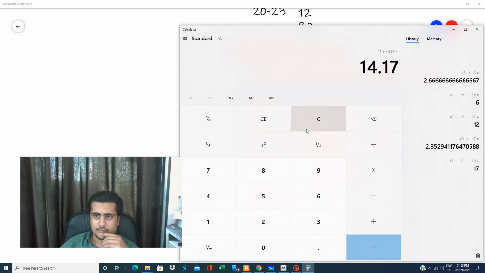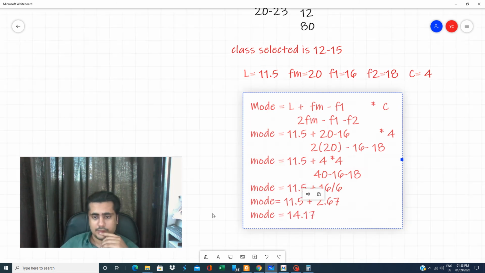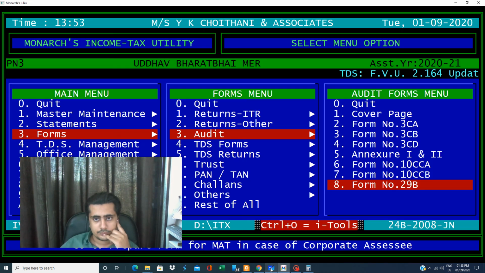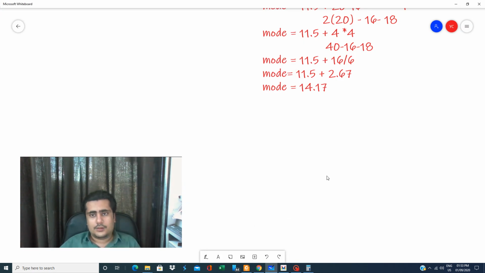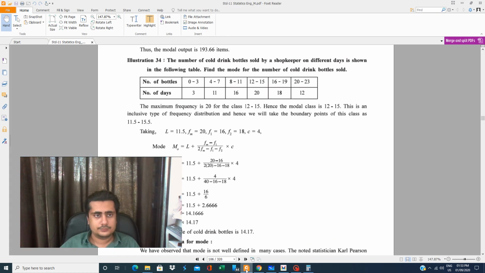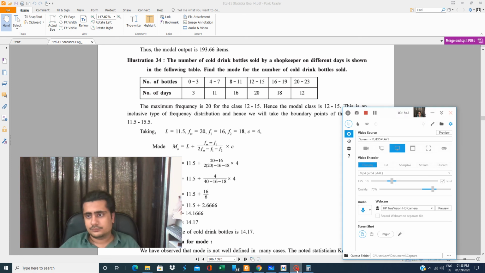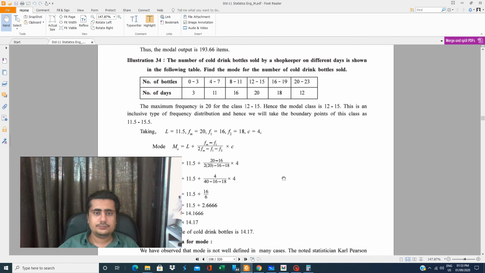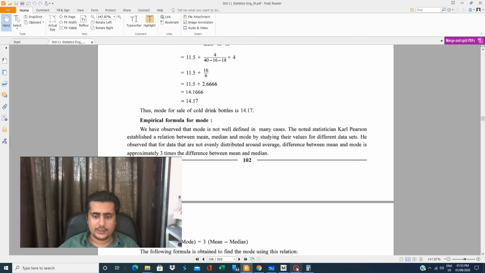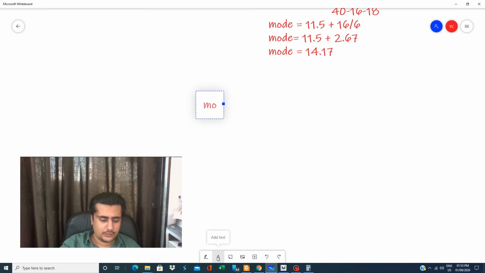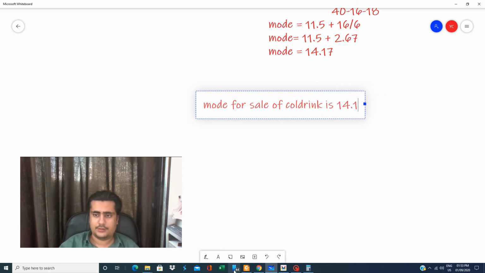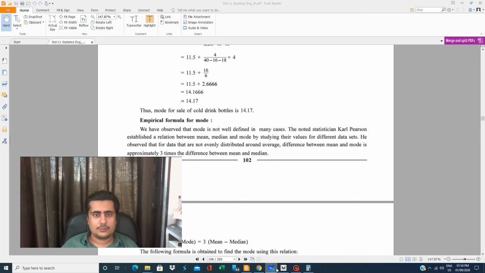11.5 plus 2.67 is 14.17. So the mode for the sale of cold drink is 14.17 bottles.